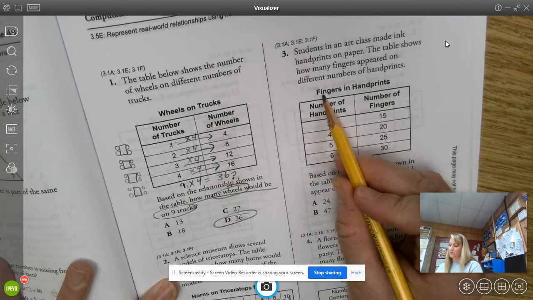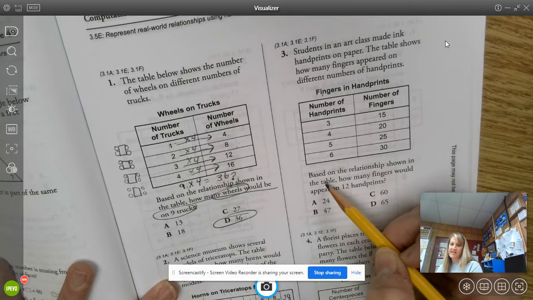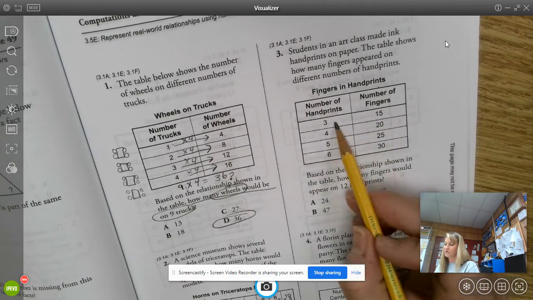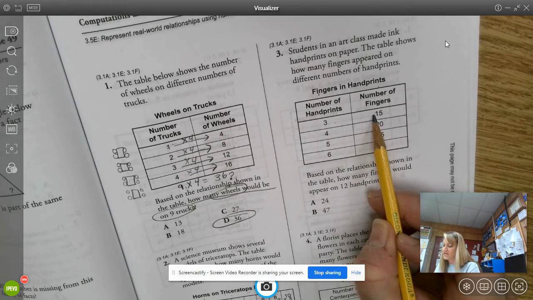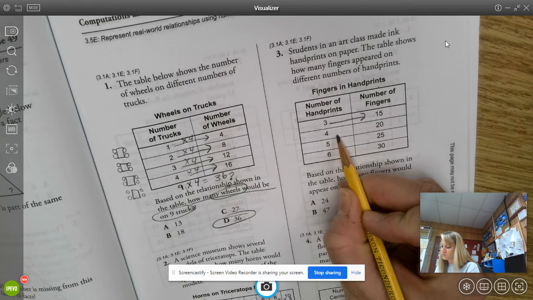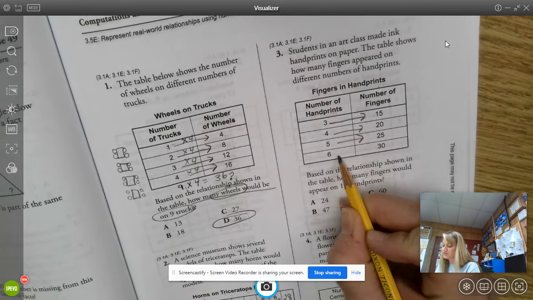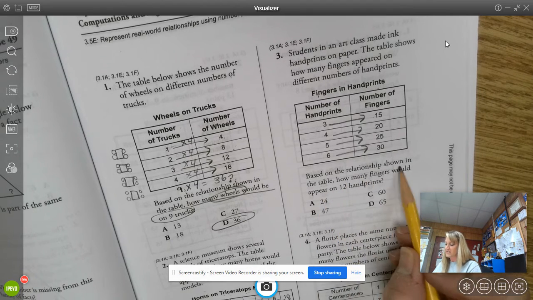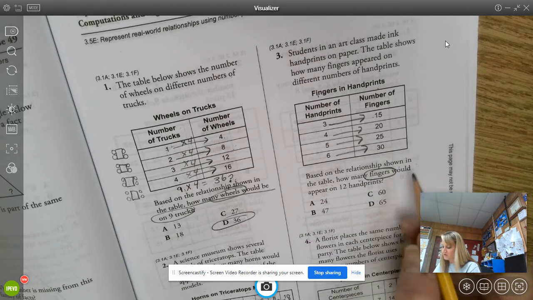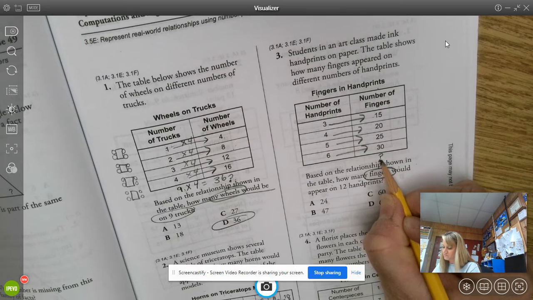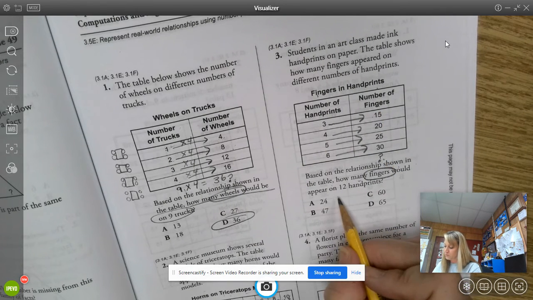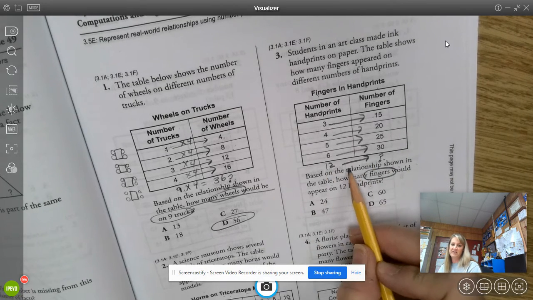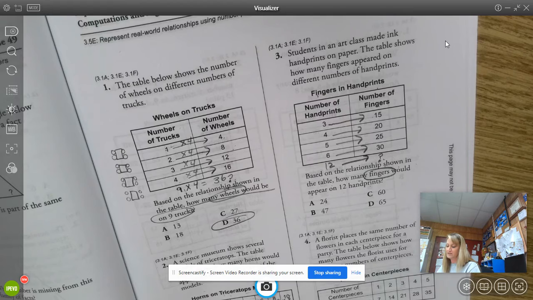Here's fingers and handprints. How many fingers in each handprint? If there's 3 handprints, there's 15 fingers. So how are we getting from 3 to 15, 4 to 20, 5 to 25, 6 to 30? What's the pattern or the relationship? Based on the relationship shown in the table, how many fingers would be on 12 handprints? We do something to 12 to get the number of fingers. We've got to find what the pattern is.